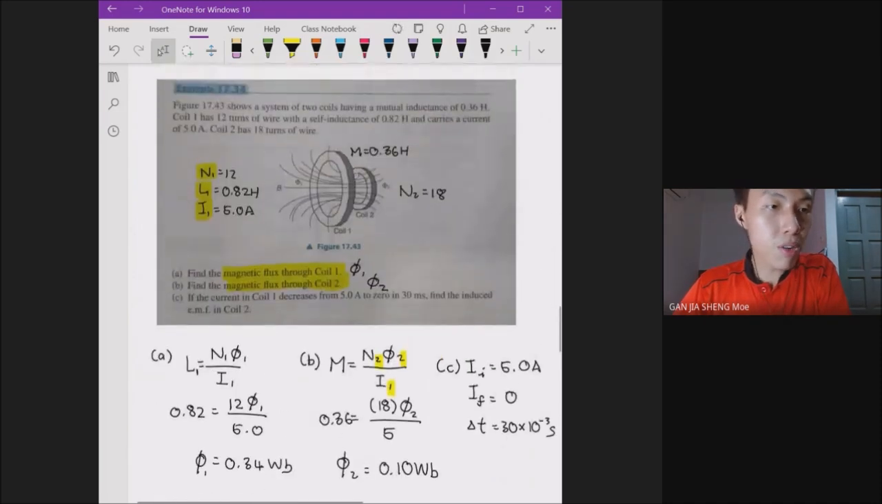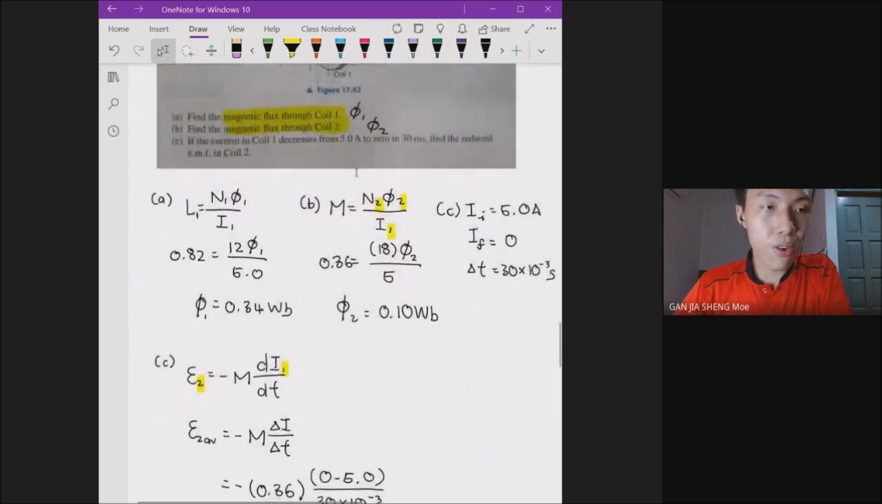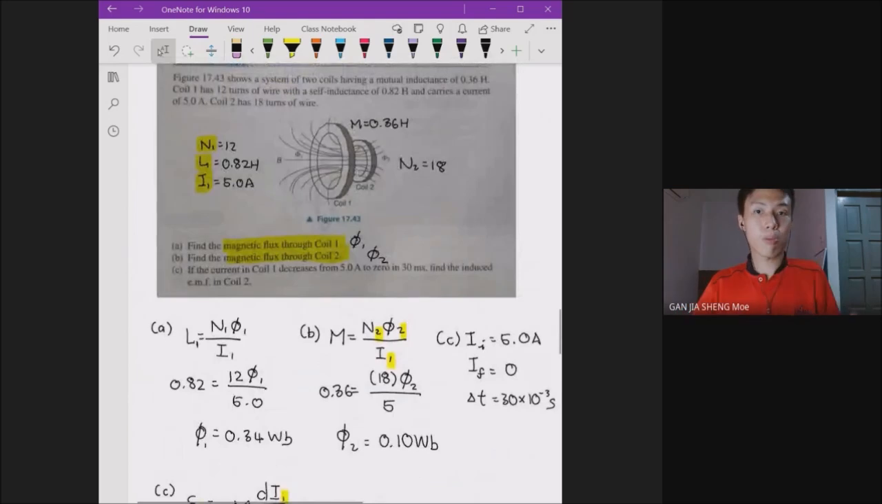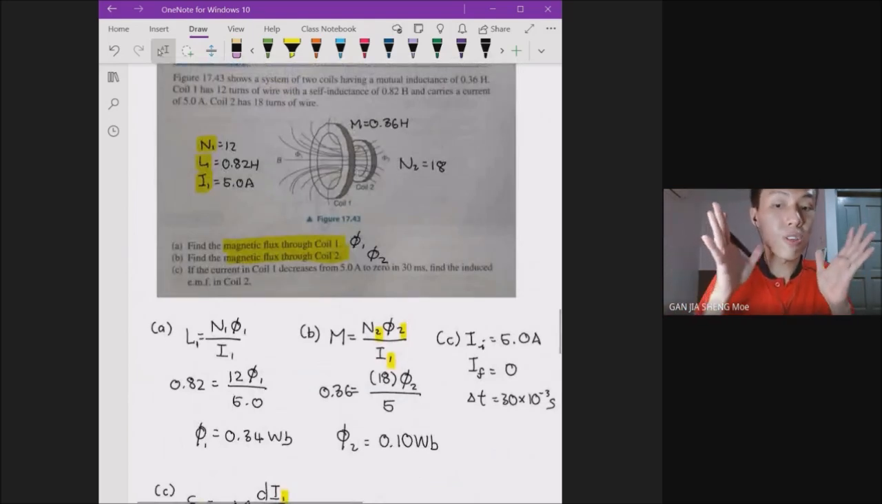Okay, so that wraps up all the examples I want to discuss for mutual inductance, and that wraps up the whole chapter 5, especially for self and mutual inductance.